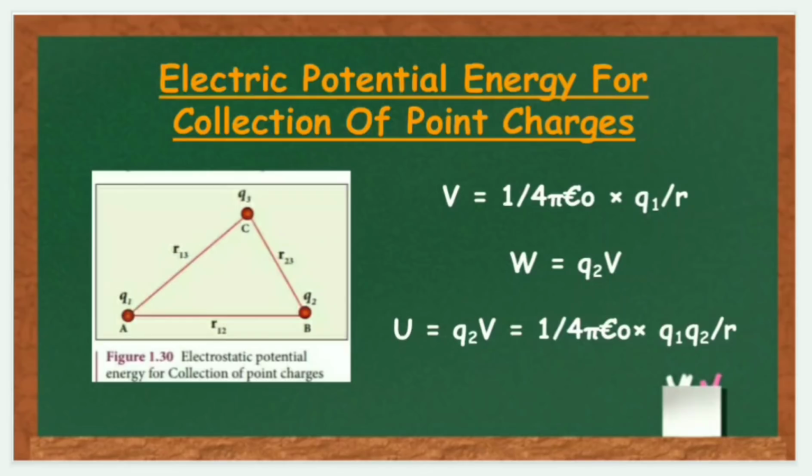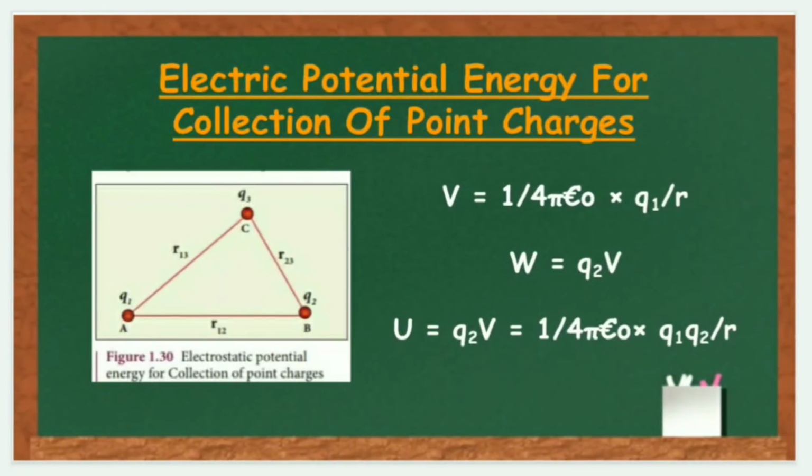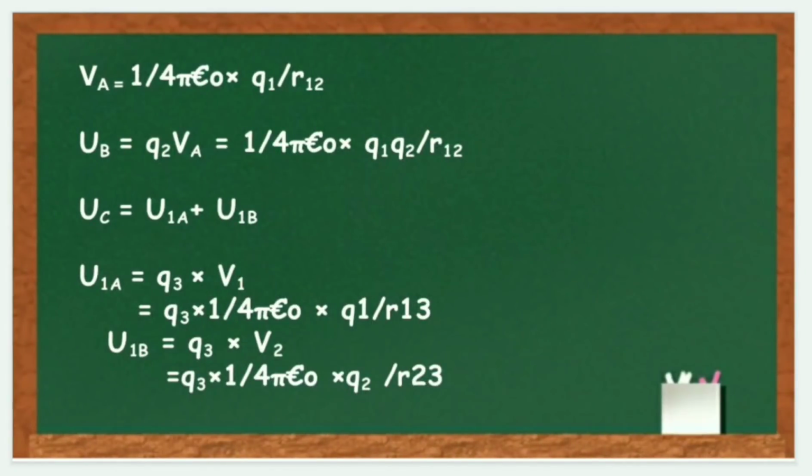It is Q2 into V, right? So here the same thing, Q2 into not V here, actually we can take it as VA, because this is because of the first charge at the point A. So it is 1 by 4 pi epsilon r Q1 by R12. This is the potential because of the first charge which is present at the point A. So VA is equal to 1 by 4 pi epsilon r Q1 by R12.